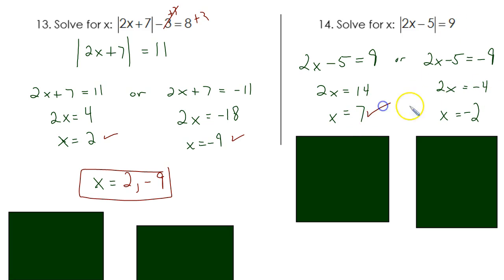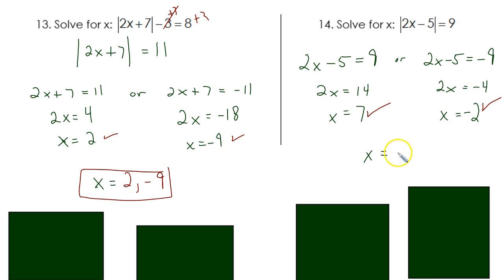They both check out to be true. They both work, which means they are both solutions. I have a solution of both 7 and negative 2.